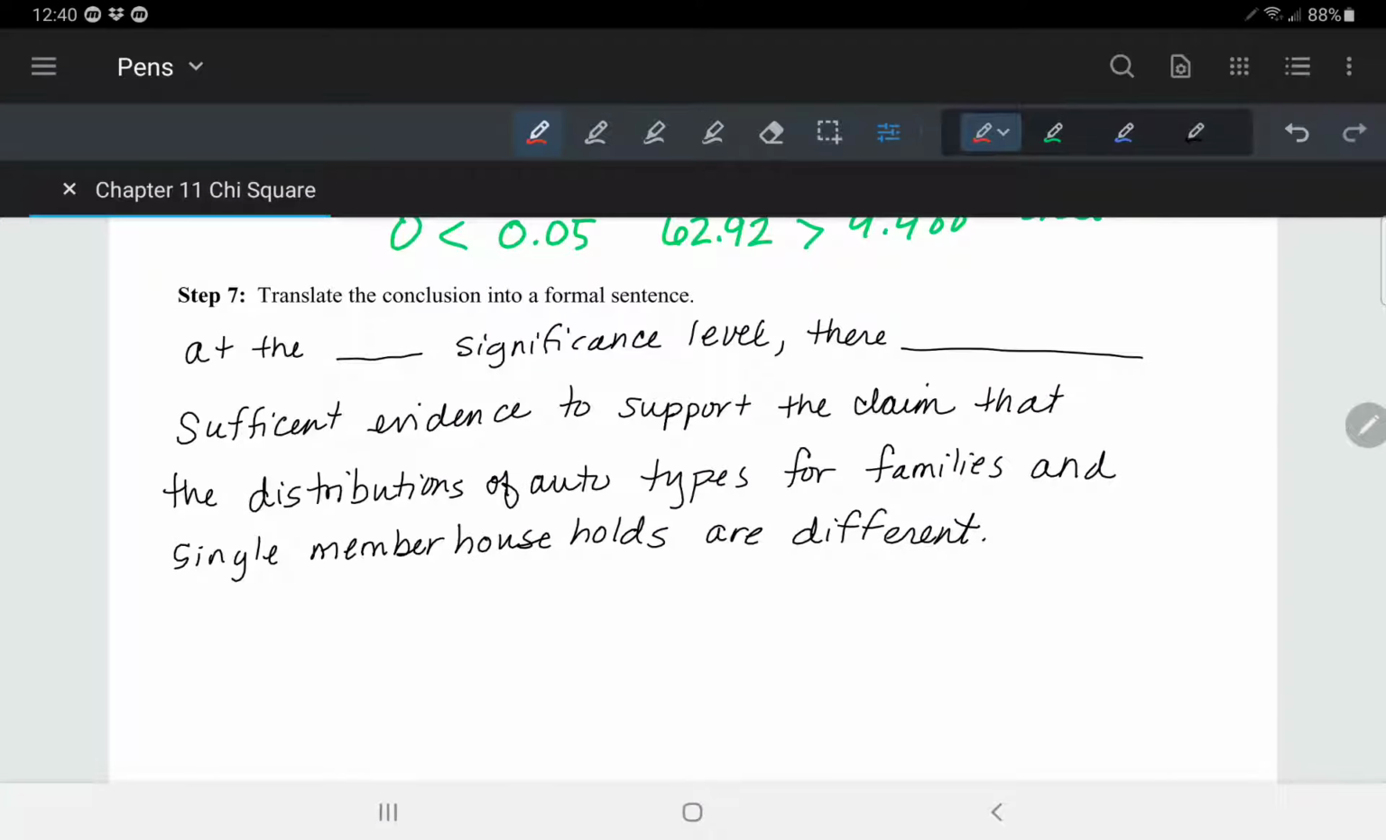And then lastly, we can translate this conclusion into a formal sentence. At the 5% significance level, there is sufficient evidence to support the claim that the distributions of autotypes for families and single-member households are different. Now, what we should note here is that while the test tells us that they are different, the test does not tell us how they differ. So at that point, you would have to go in and do other tests to try and figure out how exactly they are different.